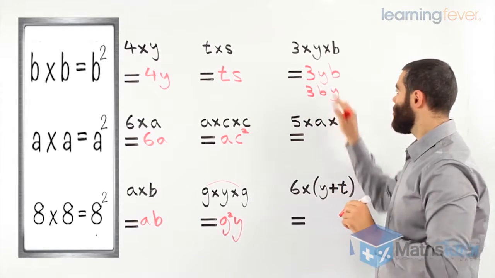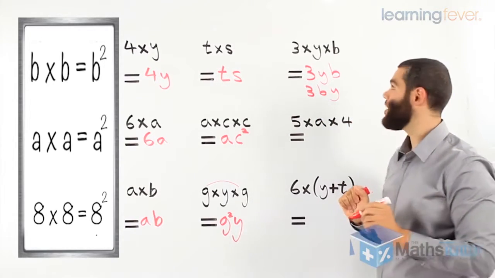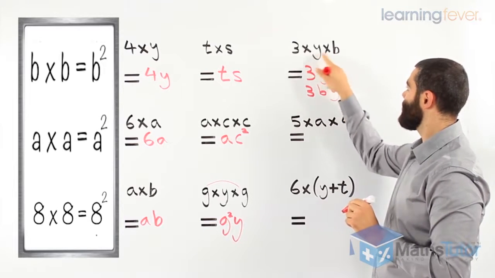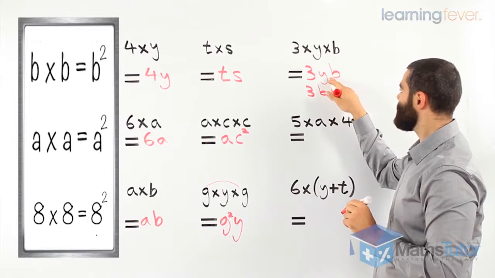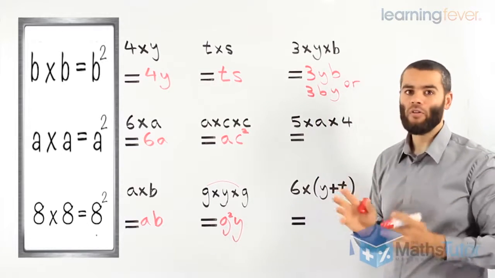3BY or 3YB is still correct, but it's always best to write it in alphabetical order. 3 times Y times B is 3YB. We get rid of the multiplication sign. We can write it like that, or we can write it like that. They're both correct.